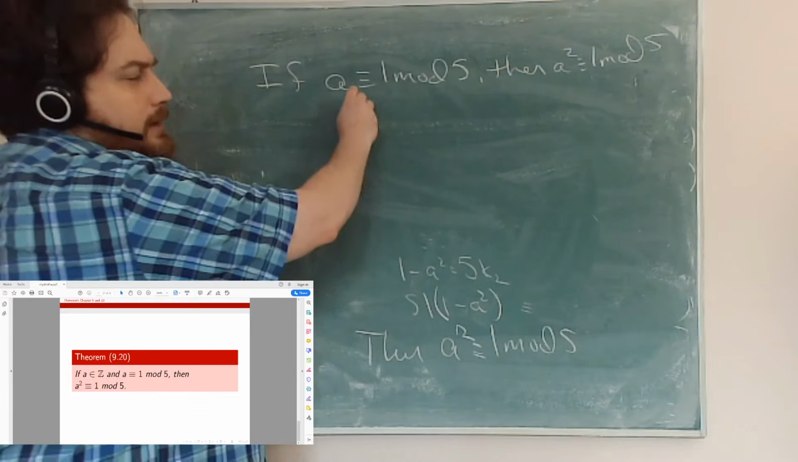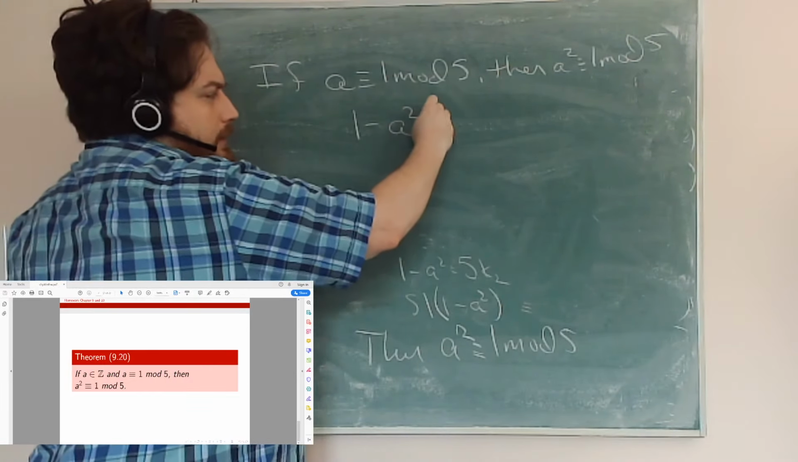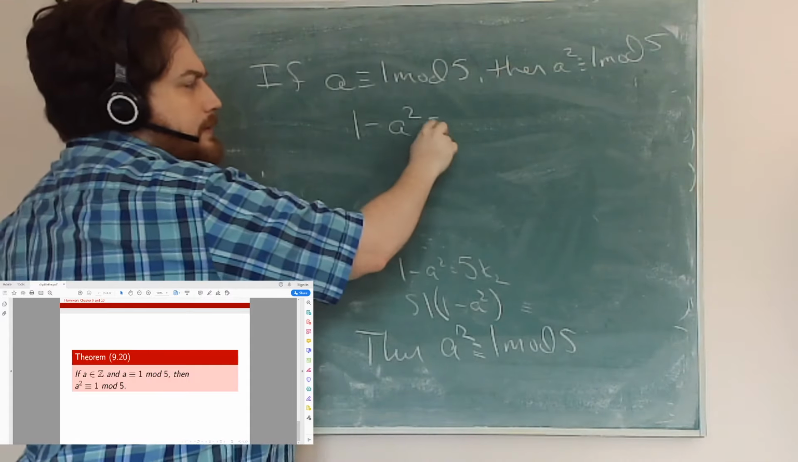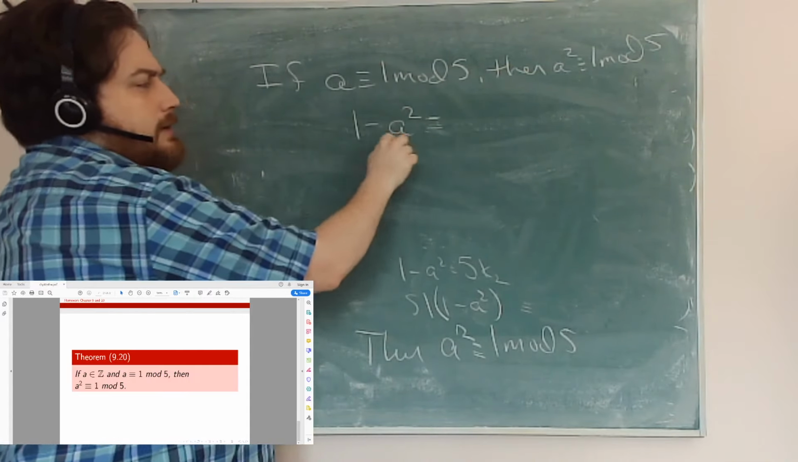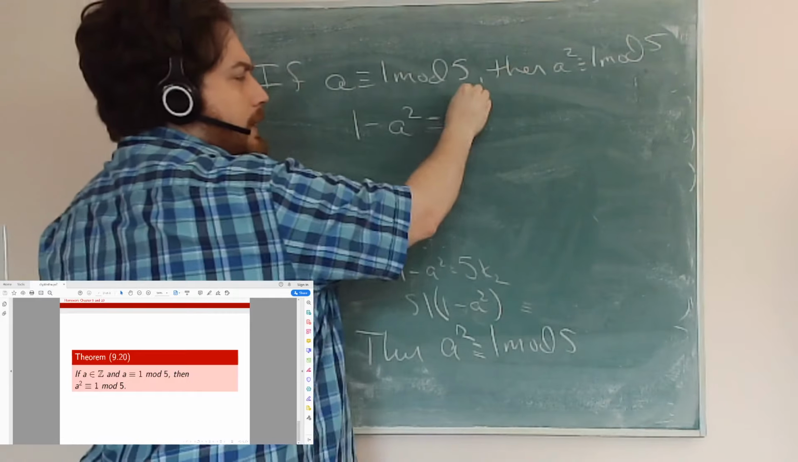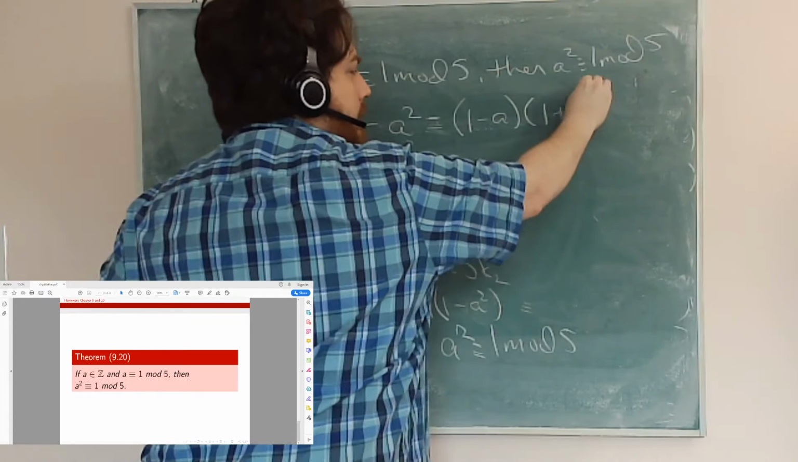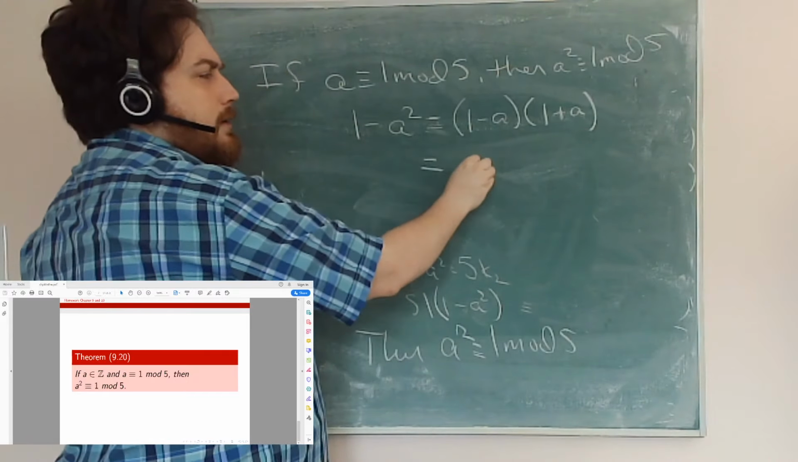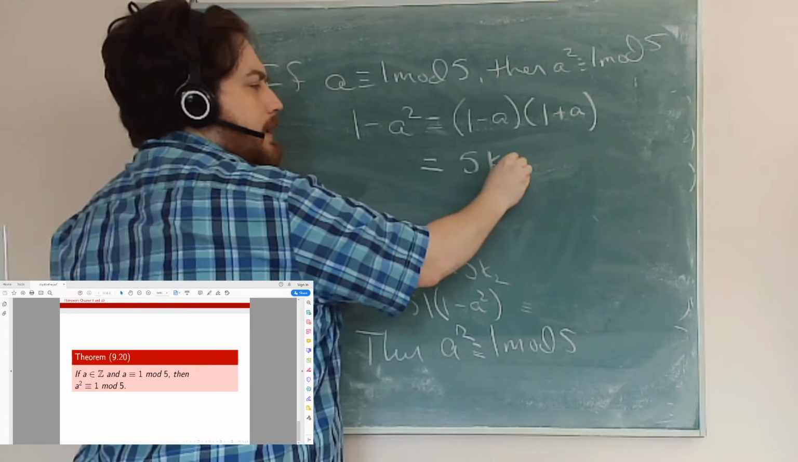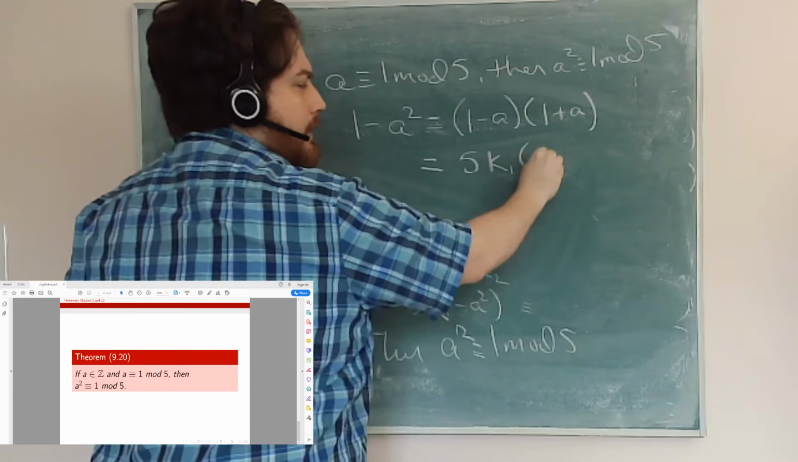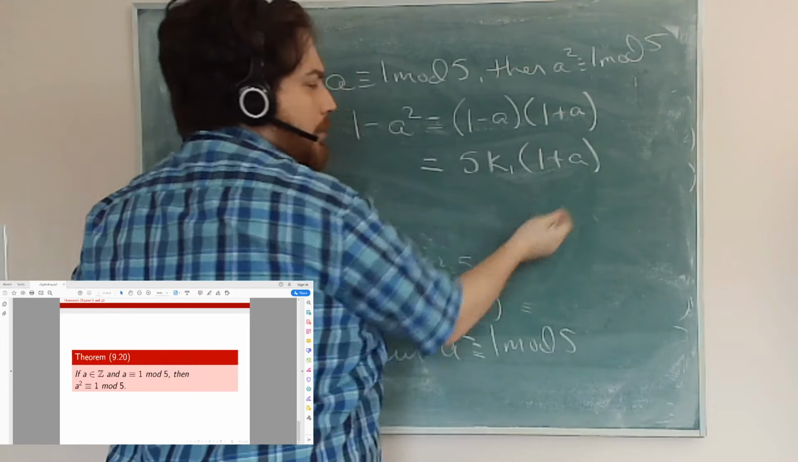So what I'm going to say is 1 minus A squared is equal to, and now notice that this is the difference of squares, so I can factor that. This becomes 1 minus A times 1 plus A. But we just said that 1 minus A was divisible by 5, so it was 5k1 times 1 plus A.